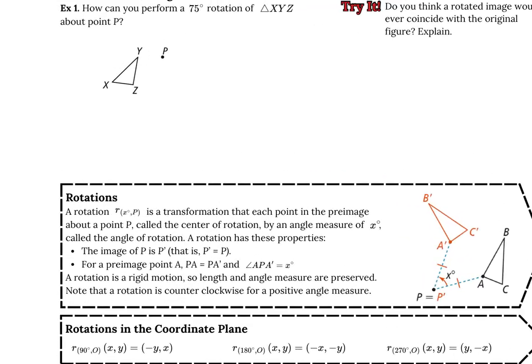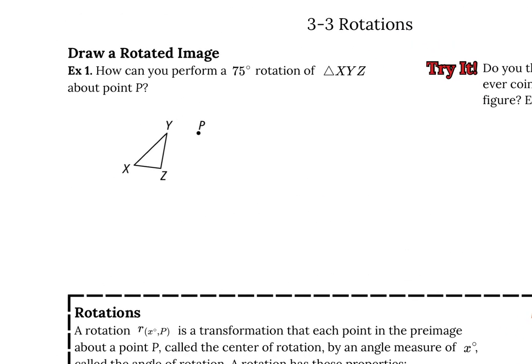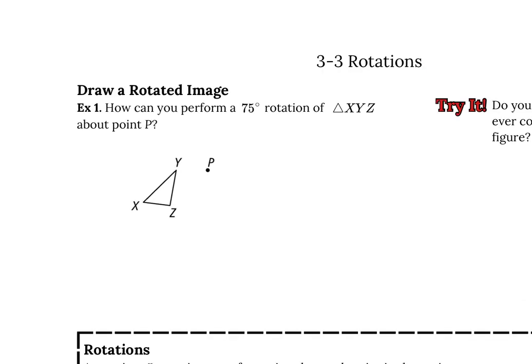3-3 rotations. So example 1, how can you perform a 75-degree rotation of XYZ around point P? Okay. So you would need to find the measure of 75 degrees around XYZ. Okay, so again, you would be using a protractor to help you identify the degree here.